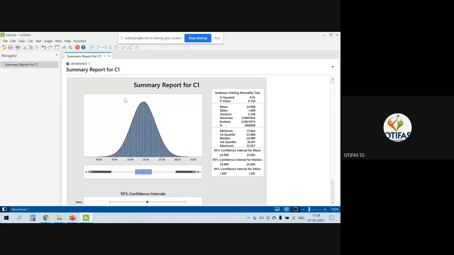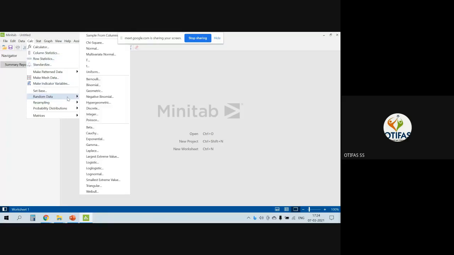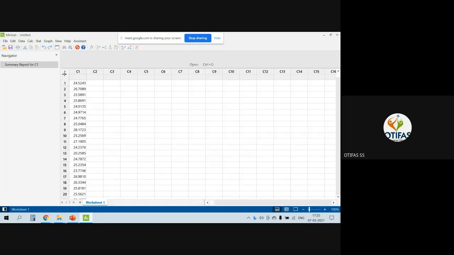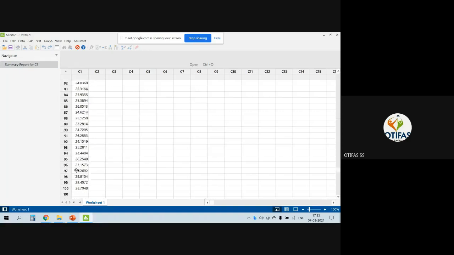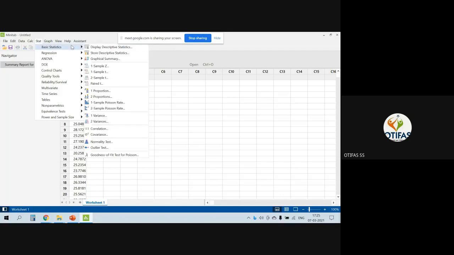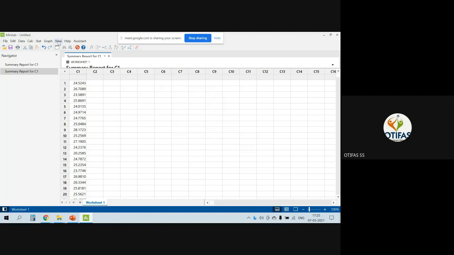But all the time, such data you will not get. Suppose you ask Minitab to give 100 data, same kind of random normal data. Now, instead of 1,000, I just ask for 100 data, and the mean and standard deviation are the same. In the first column, instead of 1 million, I ask to put 100 data, so we get 100 data. Now I'll go to Stat, Basic Statistics, Graphical Summary, and if I do the graphical summary of this, you see the difference.